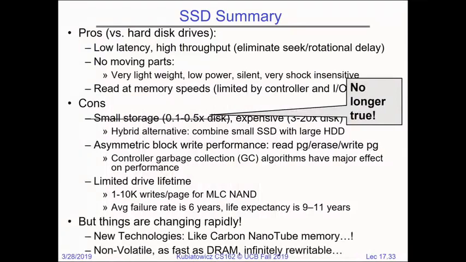But things are changing rapidly, so I thought I would point out there's a bunch of new technologies that are kind of exciting. So there's a carbon nanotube memory that may actually appear by the end of this year that looks like it has infinite write performance, so it never wears out. It's as fast as DRAM on reading and writing. It's lower energy and denser. This could be very cool.